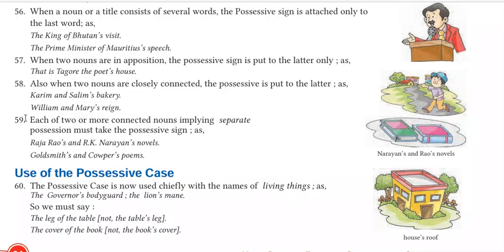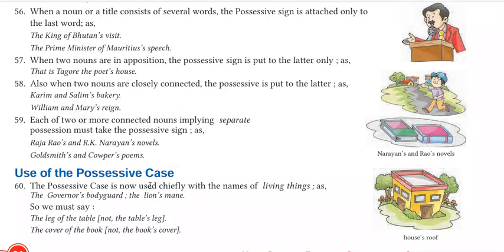Moving towards 59: each of the two or more connected nouns implying separate possessions must take the possessive sign, like Raja Rao's and R.K. Narayan's novels. It means that each has written an independent or separate novel, so we are talking about separate novels. Goldsmith's and Cowper's poems: it means there are two poems. One belongs to Goldsmith, and the second belongs to Cowper, right?